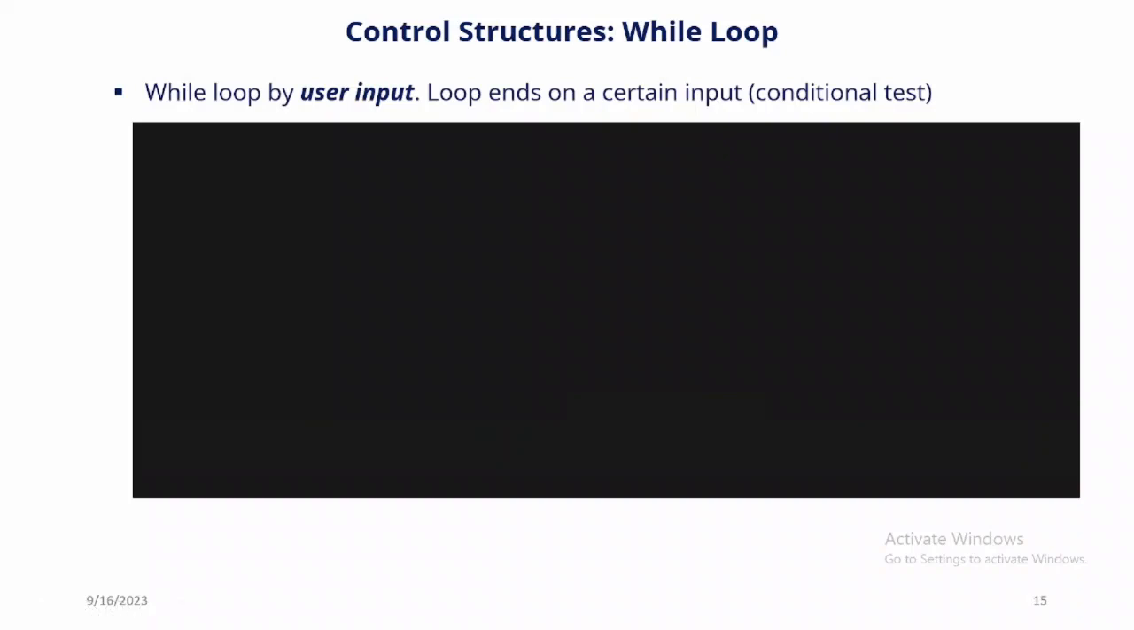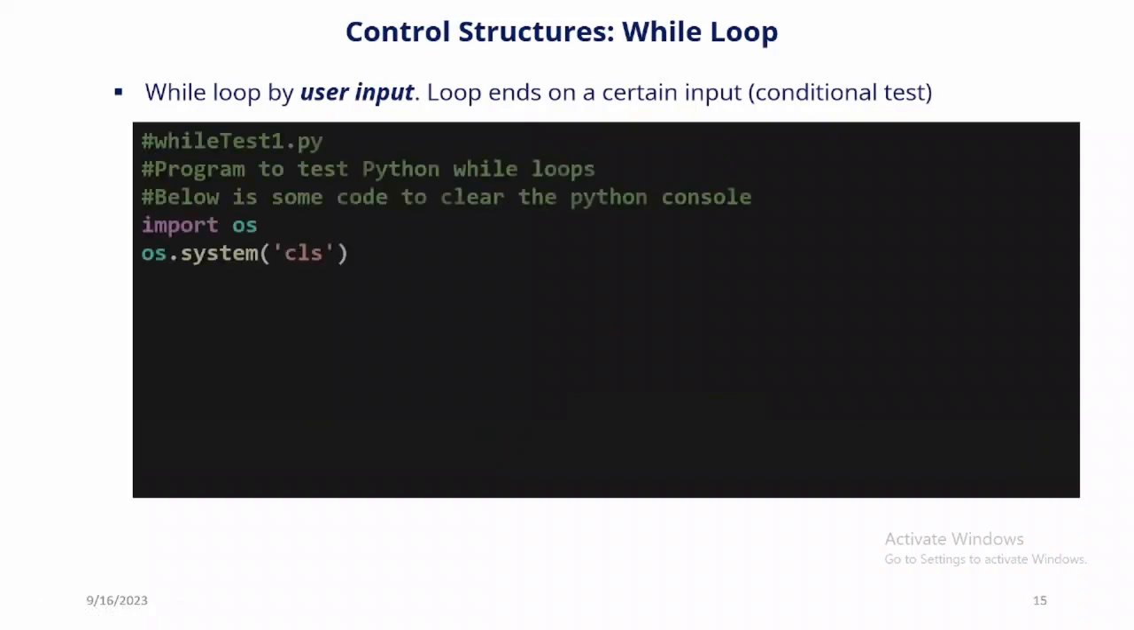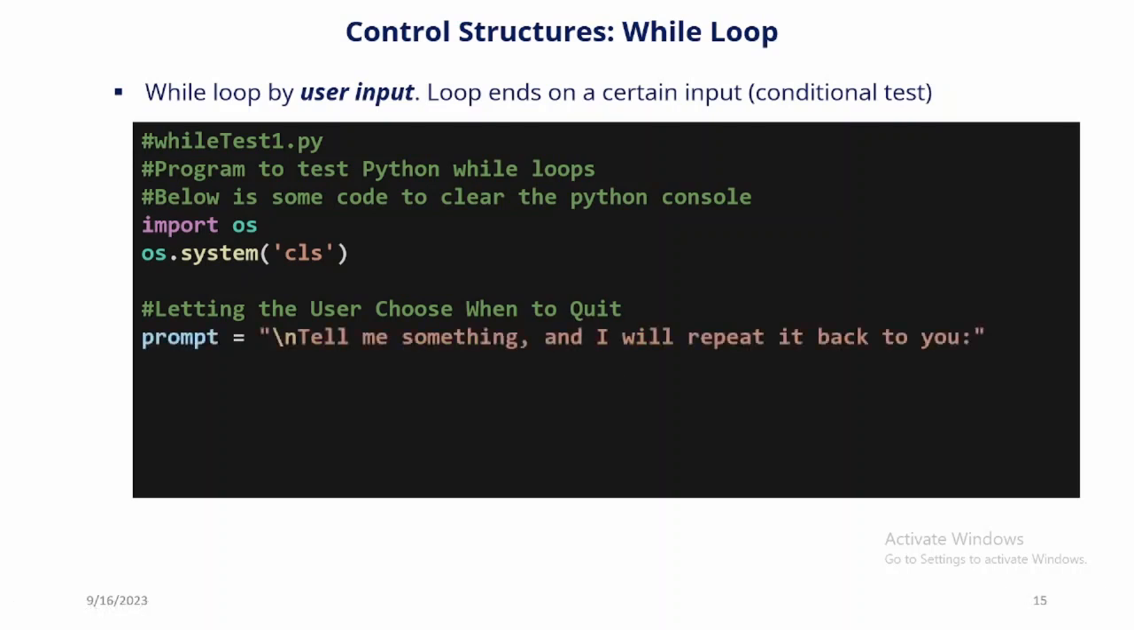Now let's look at how to control a while loop by user input. We said the loop ends on a certain input. So we'll call the program while test1.py. We are going to let the user choose when to quit the loop deliberately, which is very practical. So we say a prompt: tell me something, and I will repeat it back to you. We continue to extend the string after a new line, and we say enter quit to end the program.